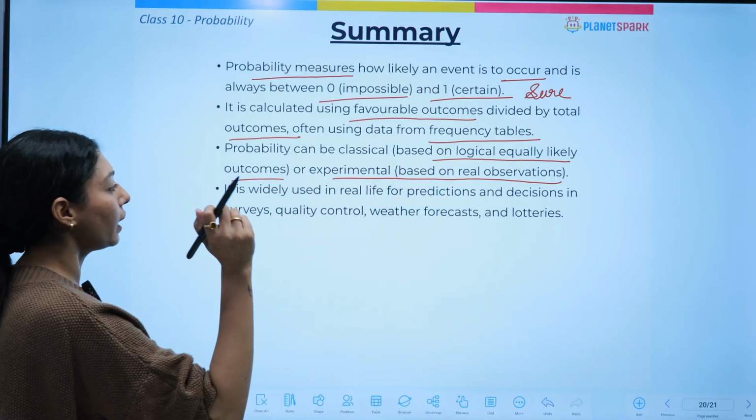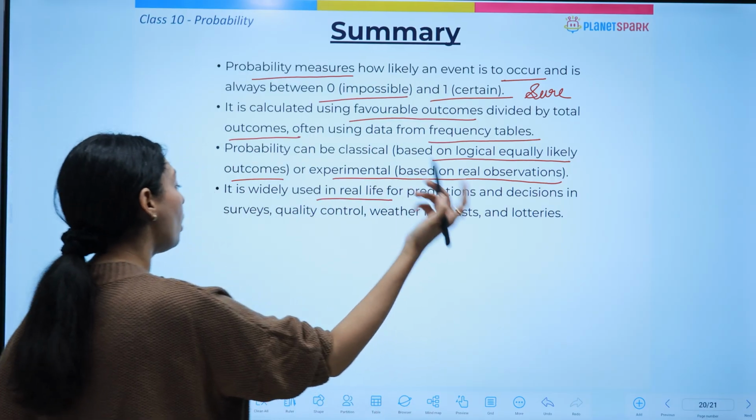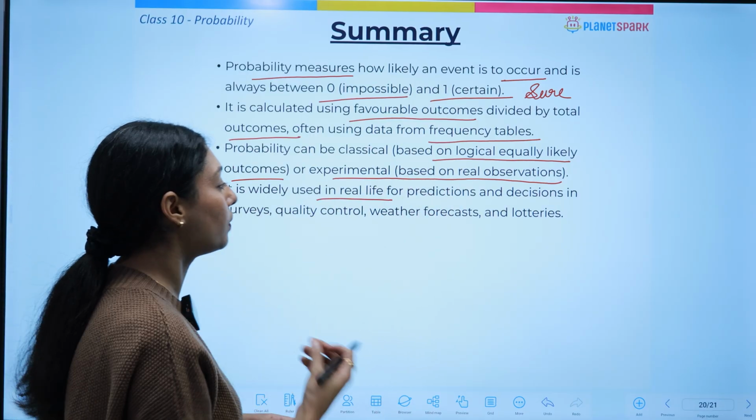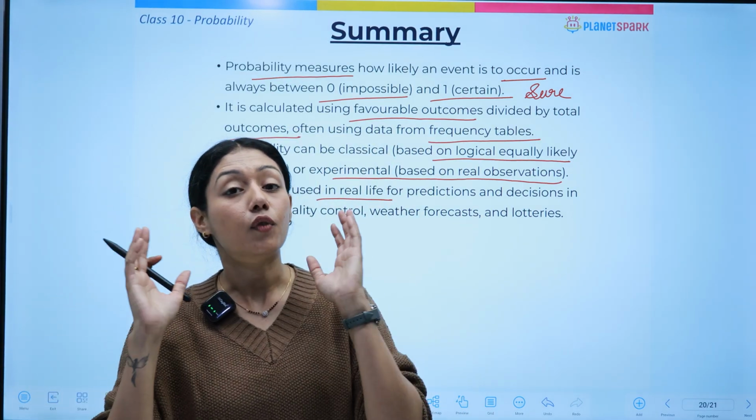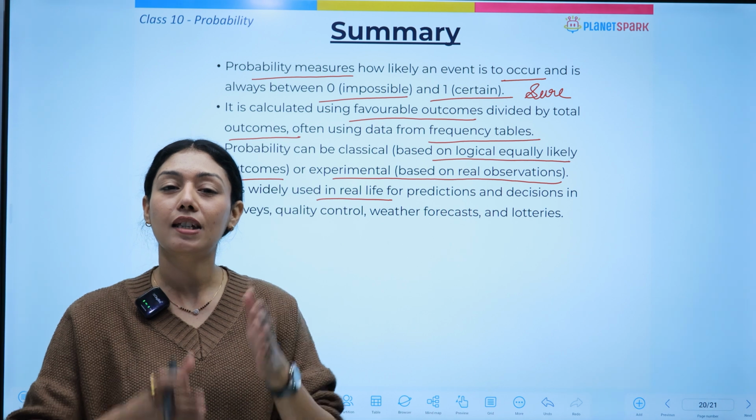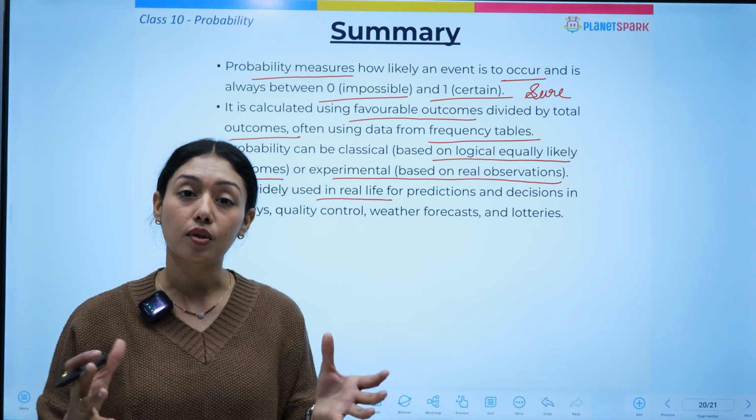Okay. It is widely used in real life predictions or decisions like surveys, quality control, weather forecast or lotteries. Okay, बहुत सारी जगह पे we can use here. I have already given you this task, everybody. You can tell me in real life around you where you use probabilities there.